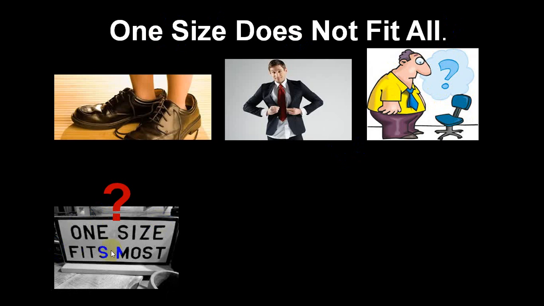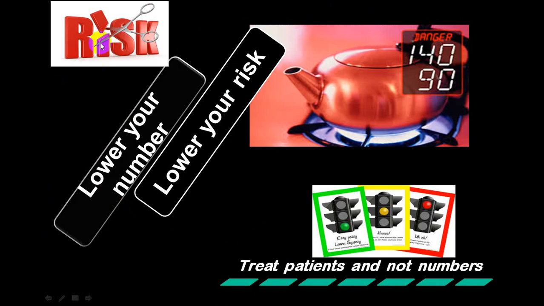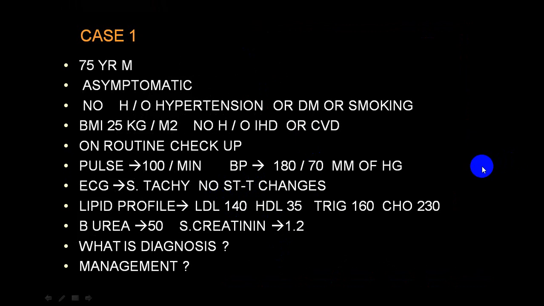So one size fits most? No, definitely not. It does not fit all. So what should be there? New hypertensive guidelines, one size fits most? 100% no. So the most important part: lower the blood pressure, lower your risk. Lower below 140/90, and depending upon the compelling indication, lower it to 130/80, 120/80. Treat the patient and not the number, and try to reduce the risk as much as possible. And this will help you in reducing mortality and morbidity.